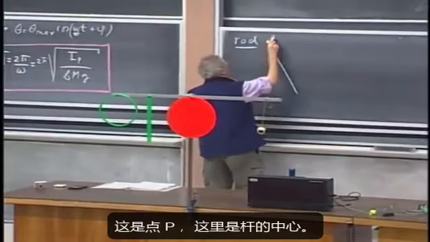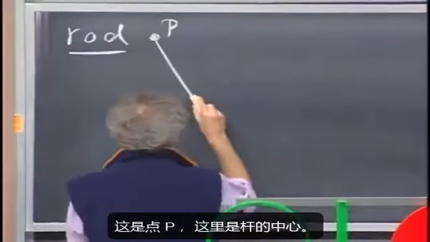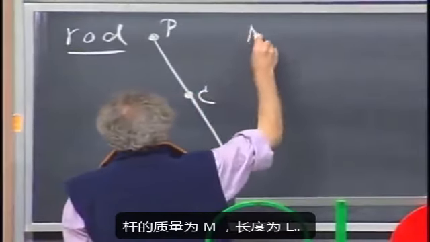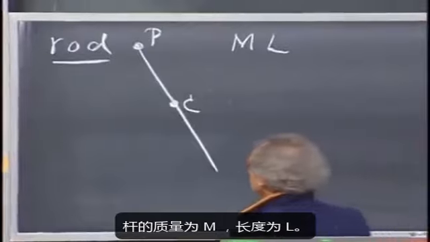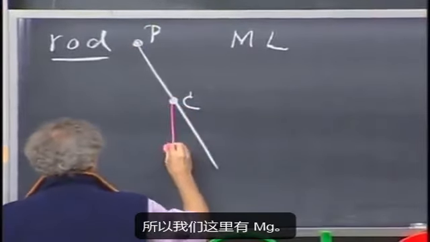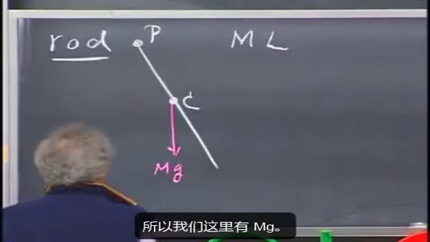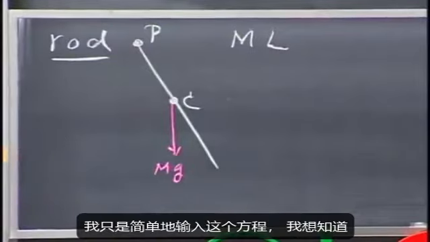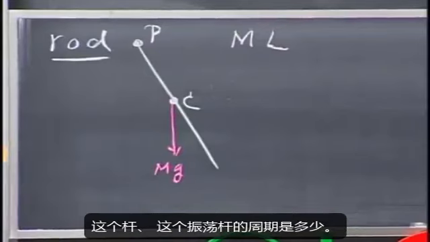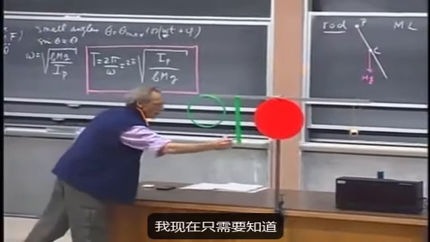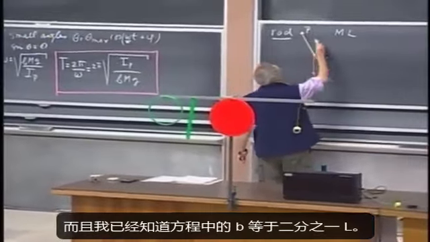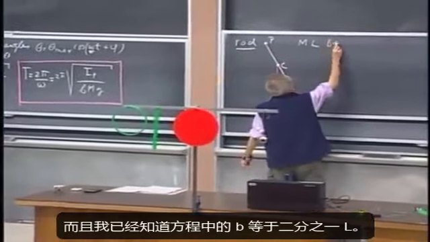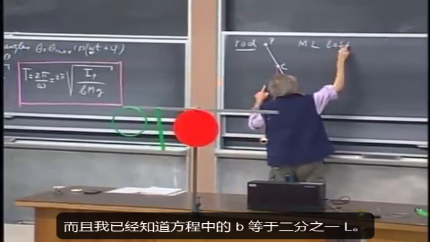This is point P, and here is the center of the rod. The rod has mass m, and it has length L. So we have here mg. I don't have to worry about this anymore. I simply go to this equation, and I want to know what the period is of this oscillating rod. All I have to know now is what is the moment of inertia about P, and I know already that b in that equation equals 1/2 L.